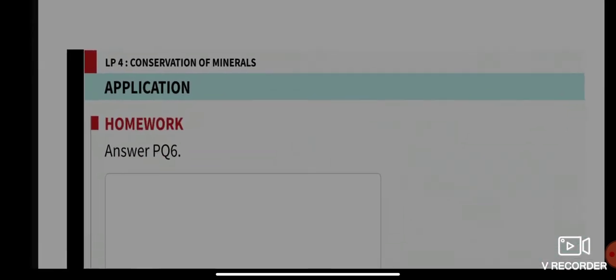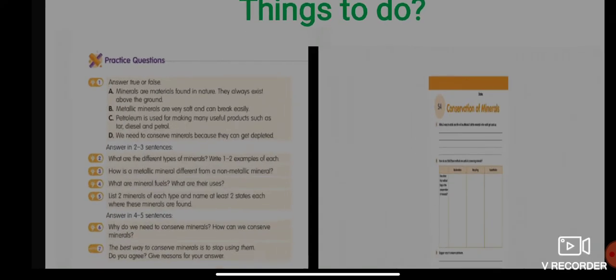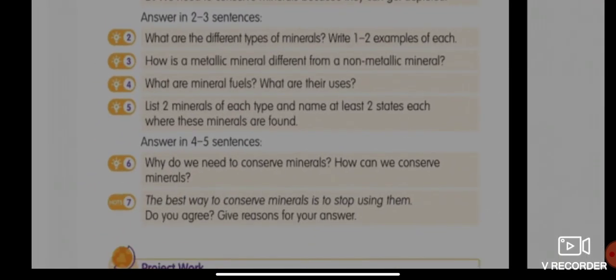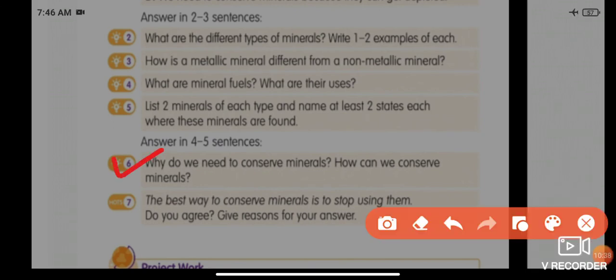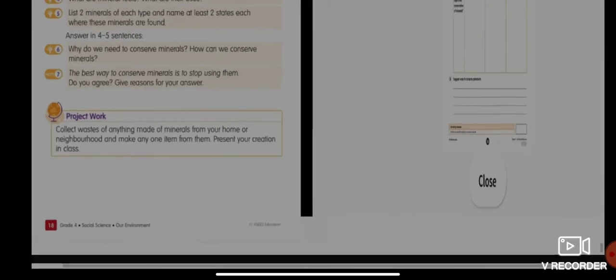Now today you have to complete your practice question number 6. Practice question number 6: why do we need to conserve minerals, and how can we conserve minerals? Practice question number 6 along with your worksheet S4, conservation of minerals. So don't fail to do both.